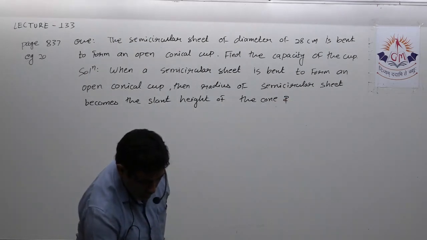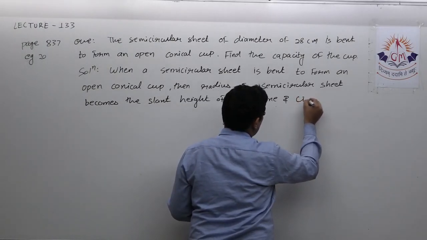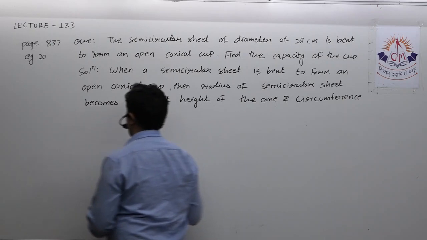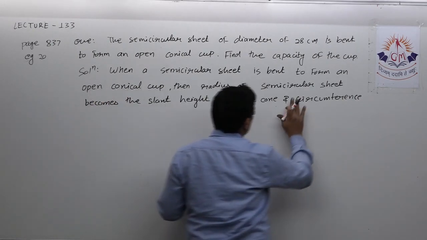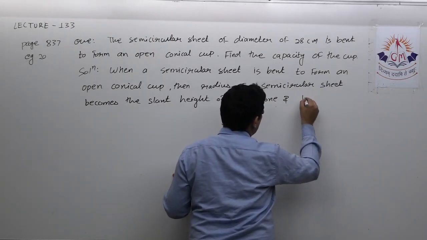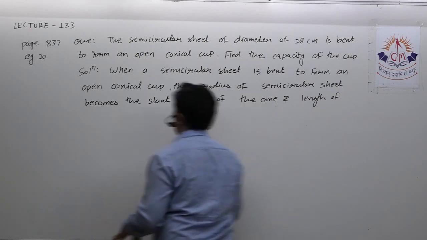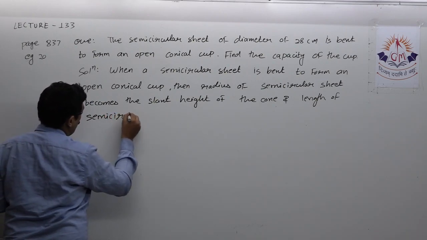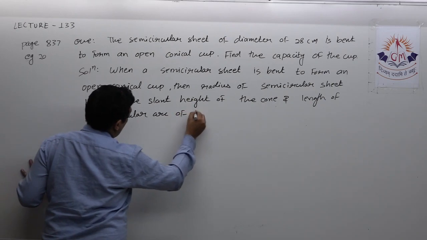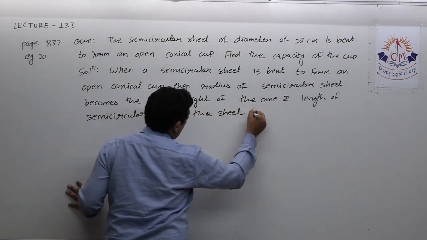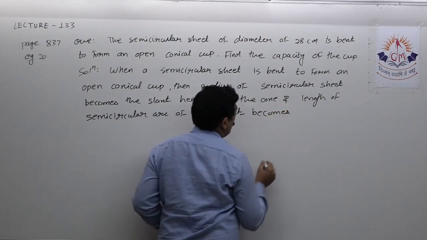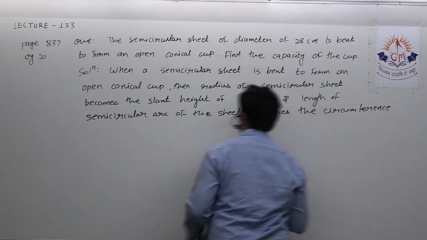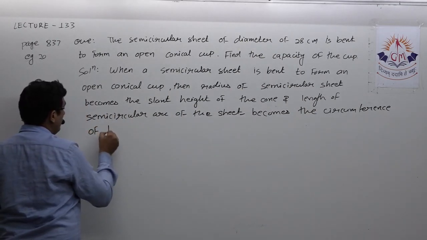the circumference, or I can say circular arc, and the length of the semicircular arc of the sheet becomes the circumference of the cone.